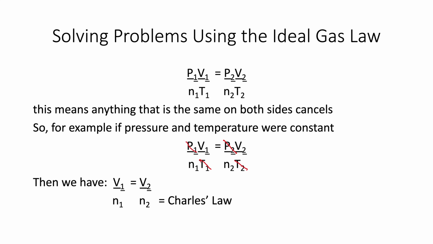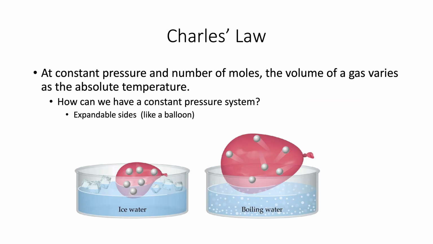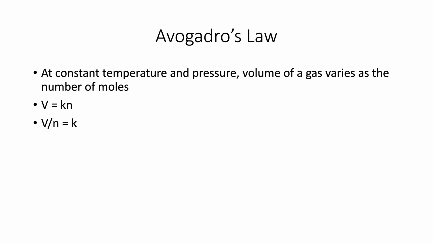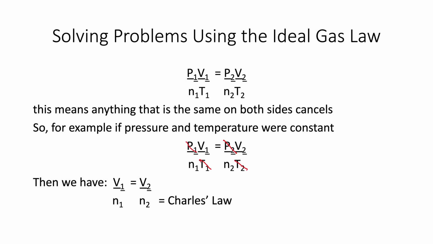All right. So if we solve problems using the ideal gas law, what's very interesting is anything that's the same on both sides can cancel. For example, if N1 is the same as N2, it'll cancel. So watch this. If the pressure and temperature are constant, if we back up, Charles' law, constant temperature and number of moles, excuse me. This slide's wrong, isn't it? Actually, this should say pressure and number of moles. I'll fix the slides. Pressure and temperature are constant, my bad.